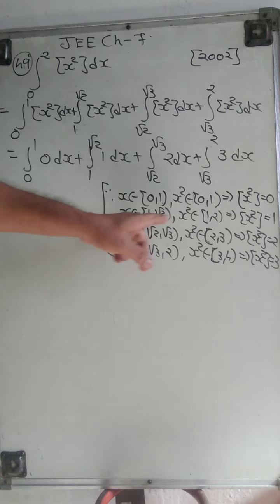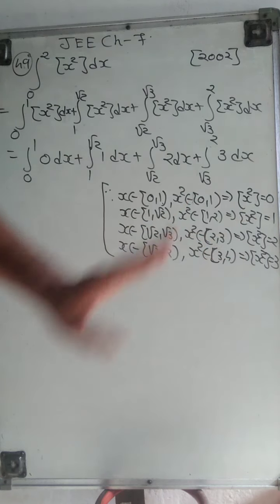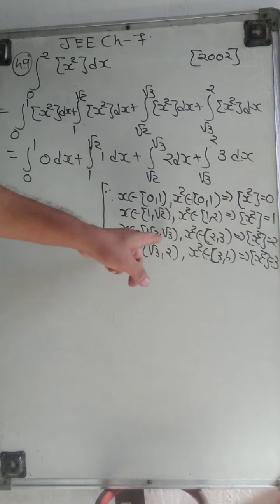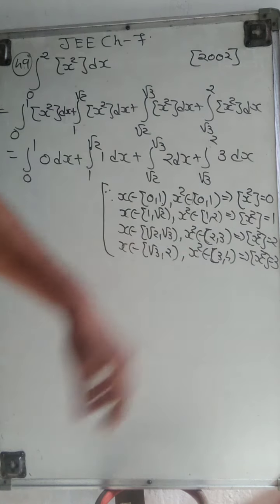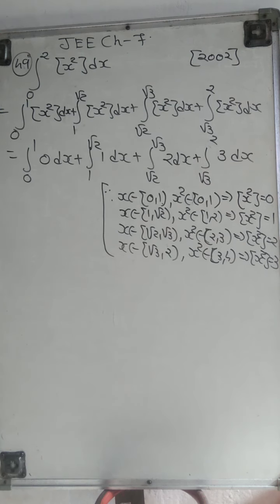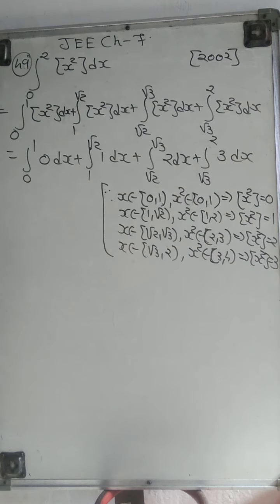Now x belongs to the same way, all the terms: 1 to root 2, x square is 1 to 2 and the box of x square is 1. Same way x belongs to root 2 to root 3, x square belongs to 2 to 3 and here box x square is equal to 2. Same way the third one, x belongs to root 3 to 2, x square belongs to 3 to 4 and box x square is equal to 3. Now here we just integrate them.